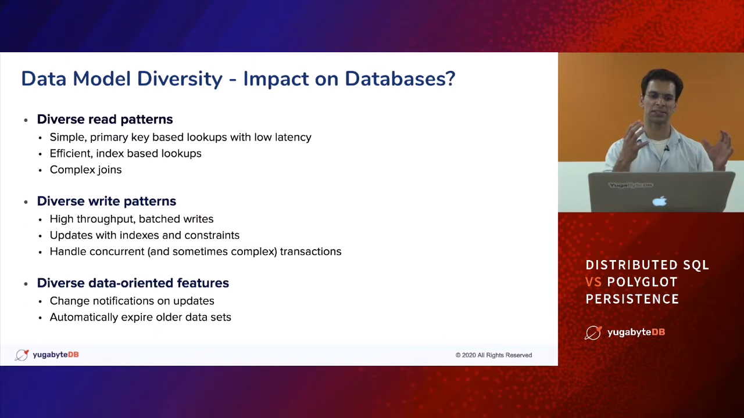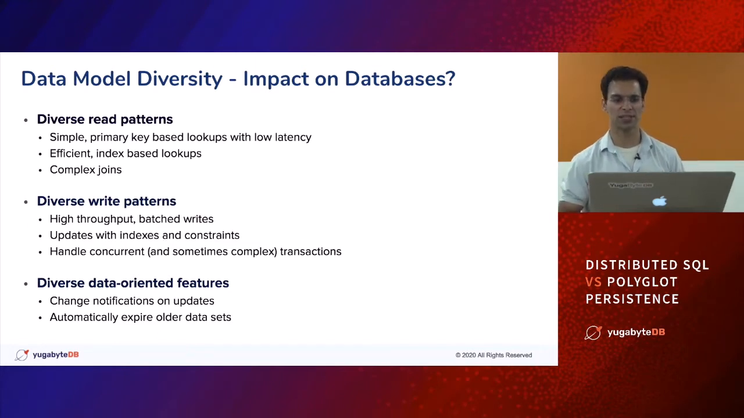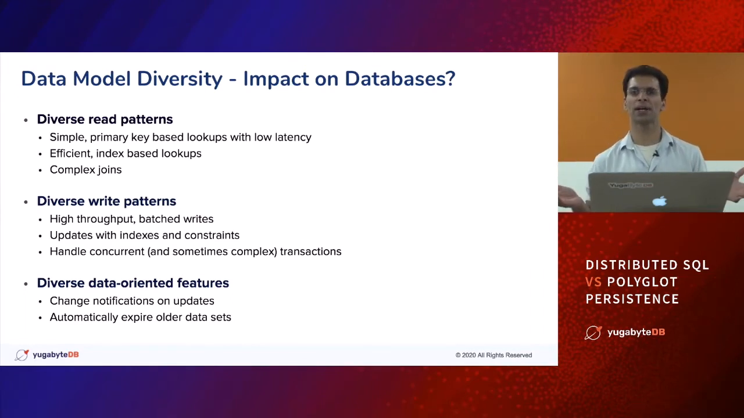Finally, on the data-oriented feature set of a database could be things like change notification, like tell me when a particular row changes. You might want to expire older data sets. Well, the good part is there are different databases or database paradigms that deal with these, and the SQL RDBMS is universal in being able to deal with most of these, right? But nevertheless, these are some of the impacts on the databases.